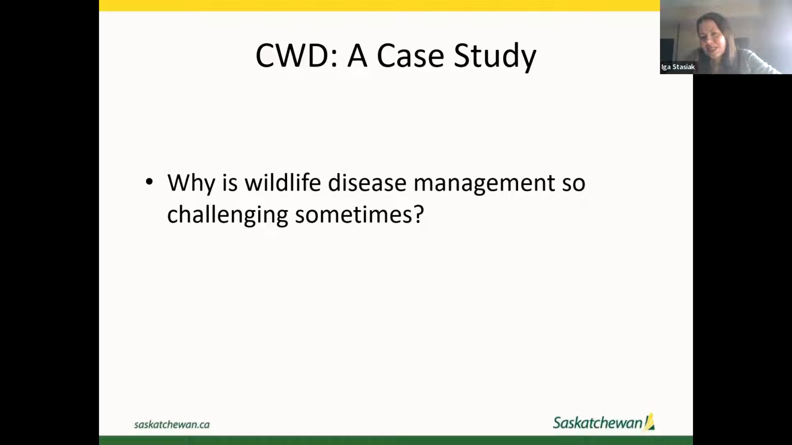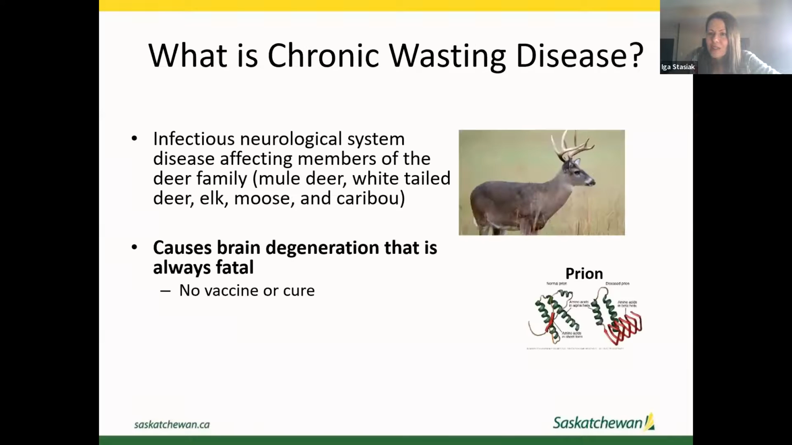The first example is chronic wasting disease. And the question is, why is wildlife disease management so complicated or so challenging sometimes? It's a question I ask myself all the time. And I think chronic wasting disease is a really ideal example, just because it is such a complex issue, and there are so many different variables and potential stakeholders impacted. So I'll go through this one first.